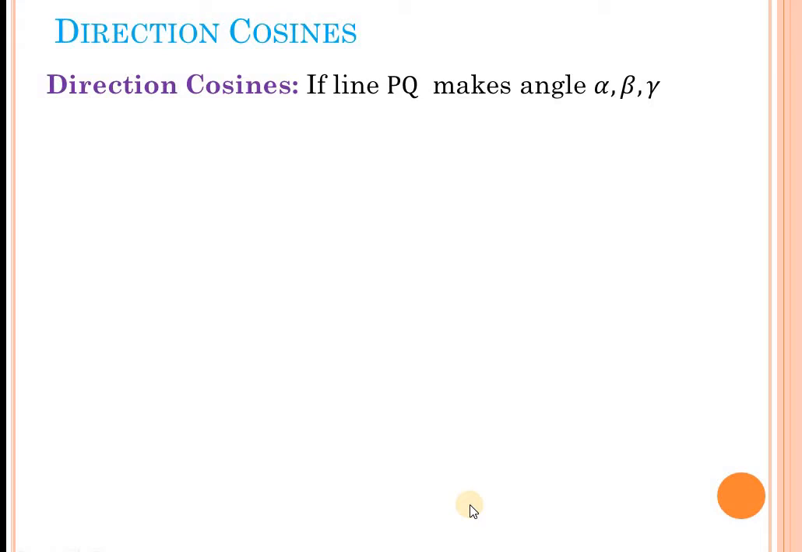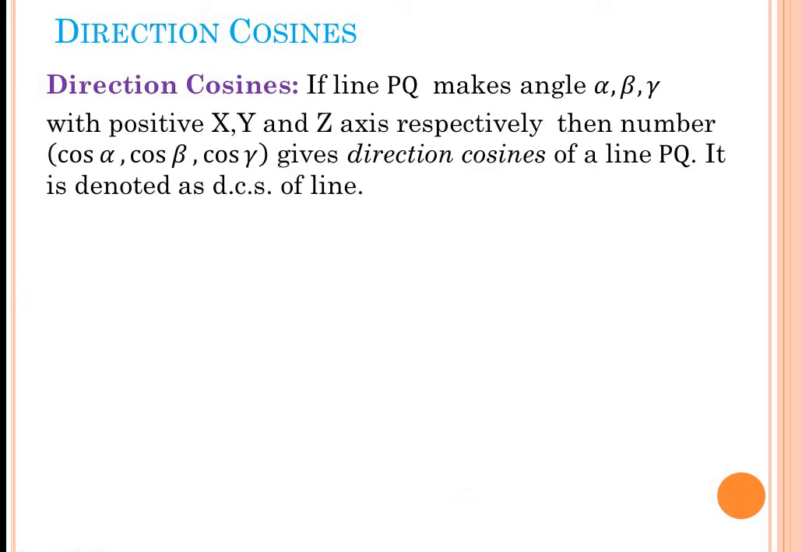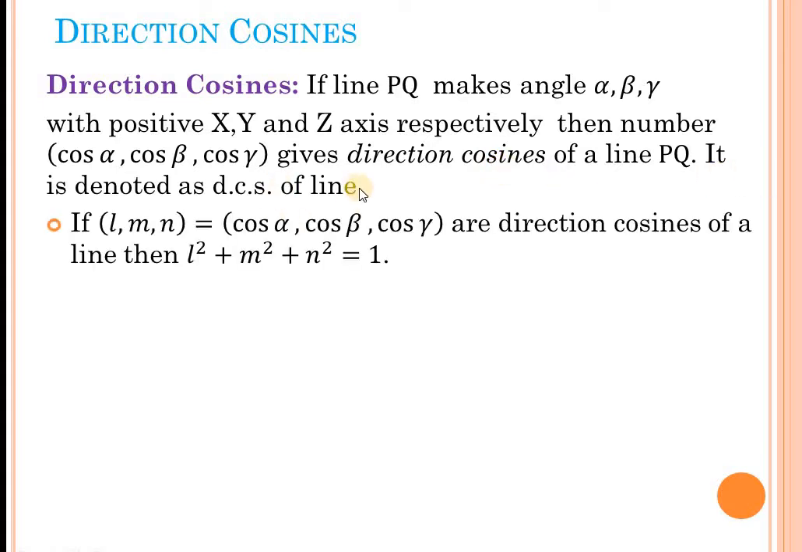Now we see direction cosines of a line. Direction cosines: if the line PQ makes angles alpha, beta and gamma with the positive x, y, z coordinate axes respectively, then the triplet cos alpha, cos beta, cos gamma gives the direction cosines of line PQ, and it is denoted as DCs. So what are direction cosines? If line PQ makes angles alpha, beta, gamma with the positive x, y, z axes respectively, then the numbers cos alpha, cos beta and cos gamma give the direction cosines of the line.